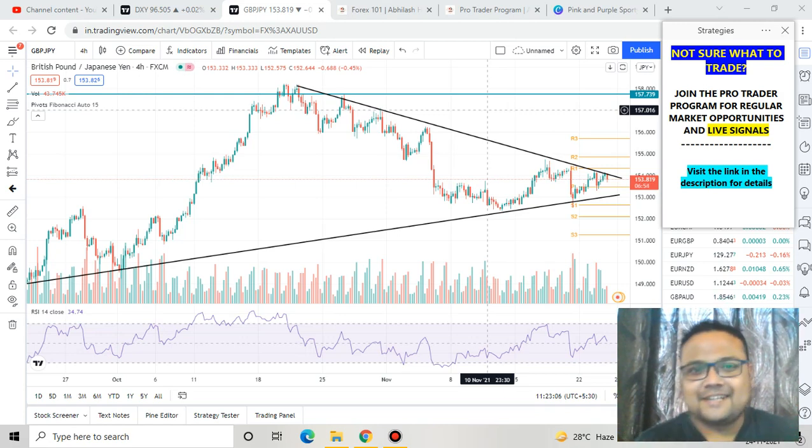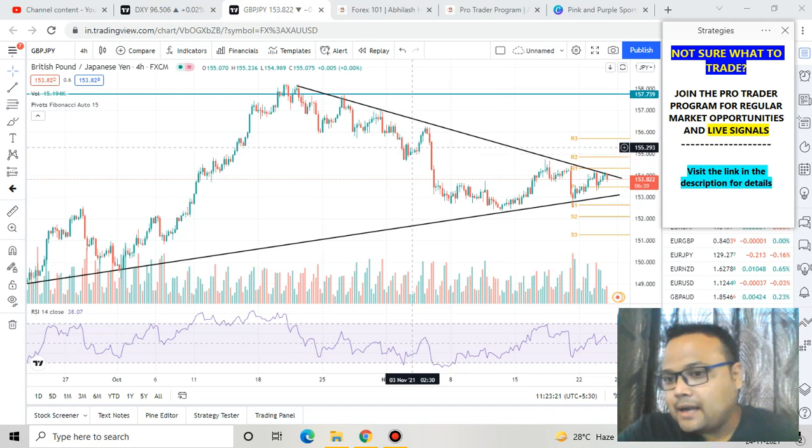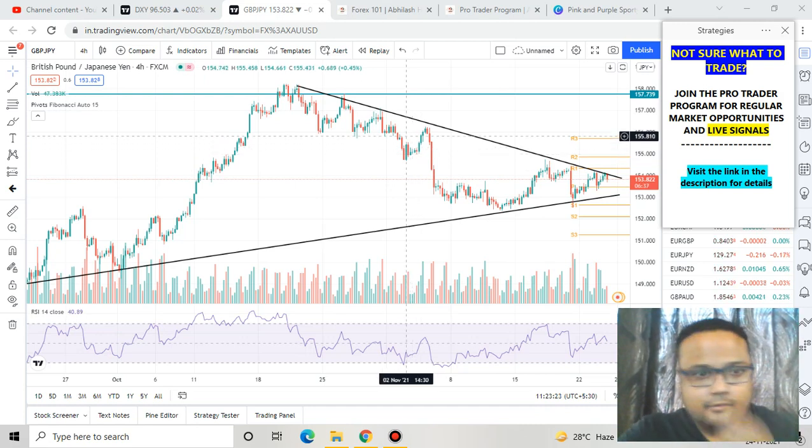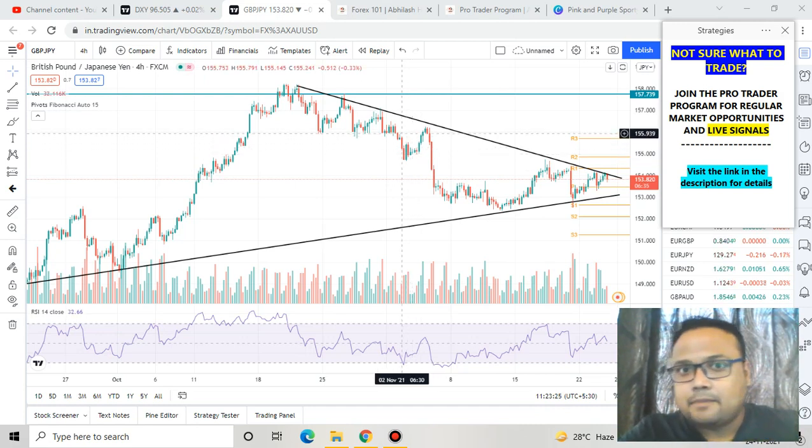So let's get started. This is the 4-hour chart of GBP JPY right now. If you have watched my previous videos, then you can see that today I have a new setup. Yes, I have removed all the previous lines here because I can see that the market has formed a symmetrical triangle pattern here. Generally, I do not talk much about patterns, but the symmetrical triangle pattern is quite visible here.